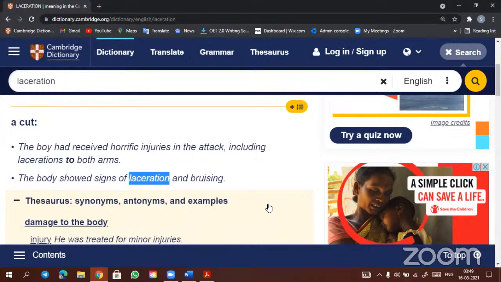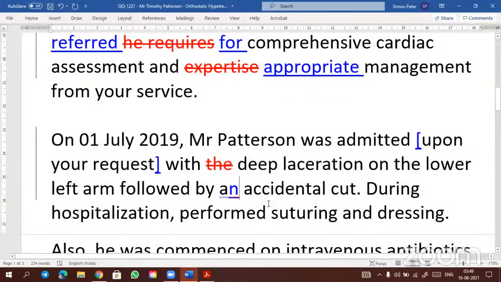Laceration means a cut. So if you replace it with cut, Mr. Patterson was admitted with deep cut followed by an accidental cut. I don't understand what you have written here. An accidental cut, okay, fine. That is a different thing. Grammatically, okay. But logically, what does it mean? Cut followed by a cut. Mr. Patterson was admitted with cut followed by cut. If you remove other things, cut followed by cut. What do you mean by that? Means he has two cuts.